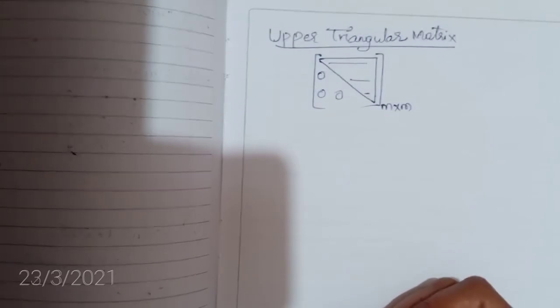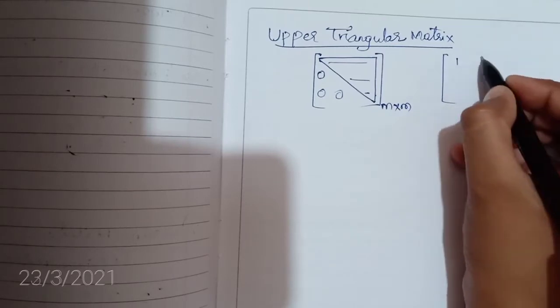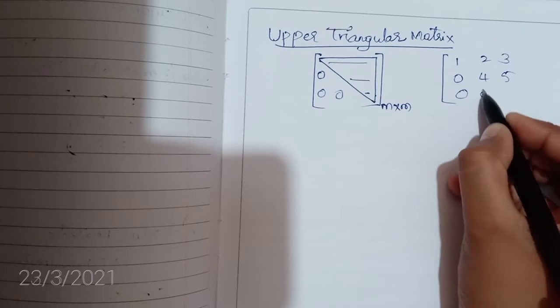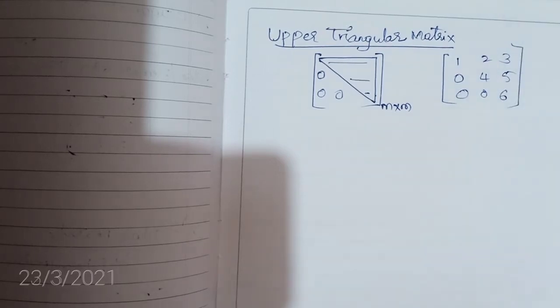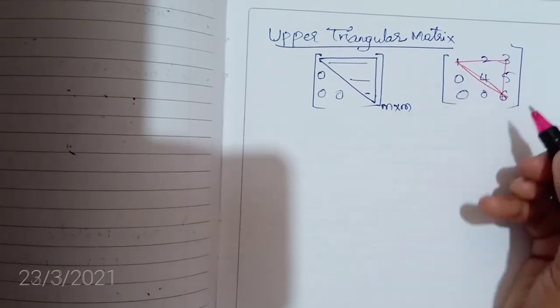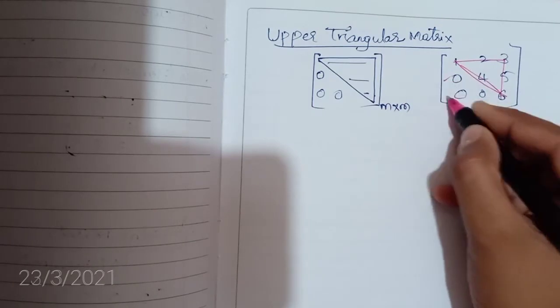What actually happens here is, let me tell you an example: 1 2 3, 0 4 5, 0 0 6. See, the diagonal elements and the elements above form a triangle. All the elements below the diagonal are 0.